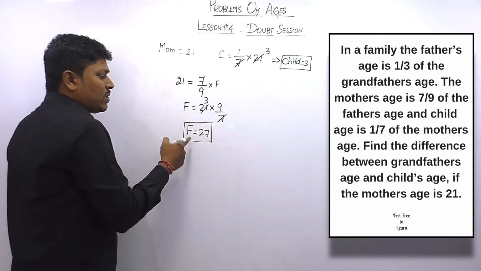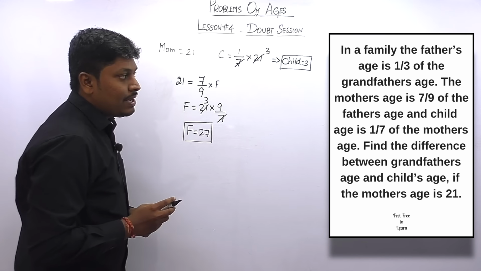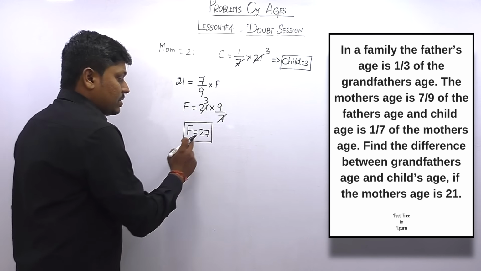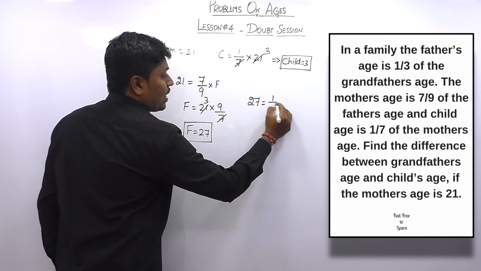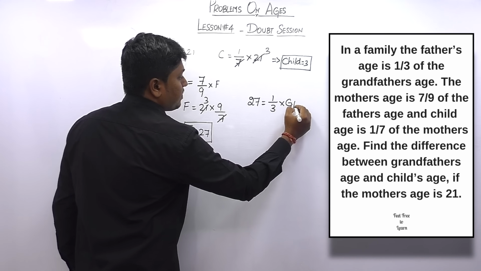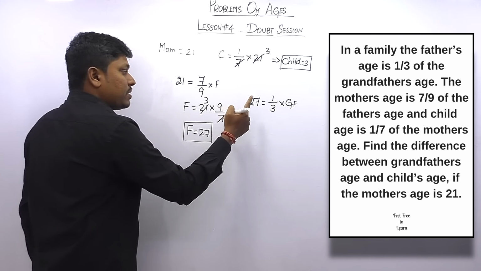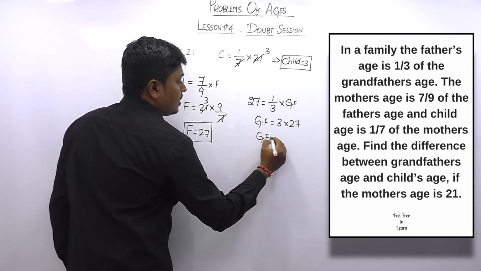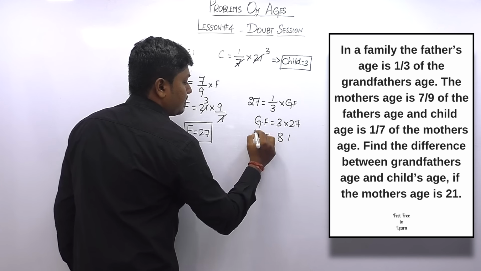So our target is not to find the father's age, our target is to find the grandfather's age, right? The first point they are saying: in a family, father's age is 1/3 of the grandfather's age. So father's age 27 is equal to 1/3 of the grandfather's age. Don't put 1/3 here, it is wrong, because father's age is 1/3 of grandfather's age. So grandfather is equal to 3 into 27. So grandfather is equal to 81, right? 7 3s are 21, 2, 6 and 81.